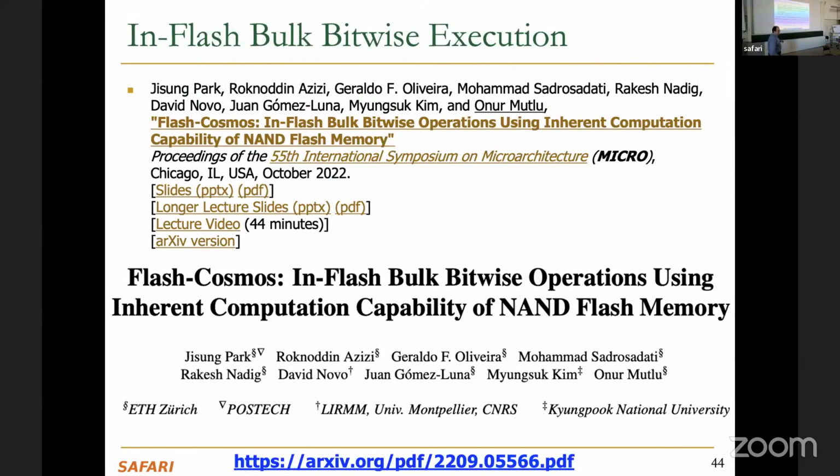But yeah, now I want to continue with the main purpose of this lecture. One of them is in-flash processing, how we can do processing inside the flash memory. And in order to go in this direction, I will use this paper, Flash Cosmos, that we published in MICRO 2022. Any questions, by the way, before I jump to this paper? Am I going too fast? I will actually reduce the speed.